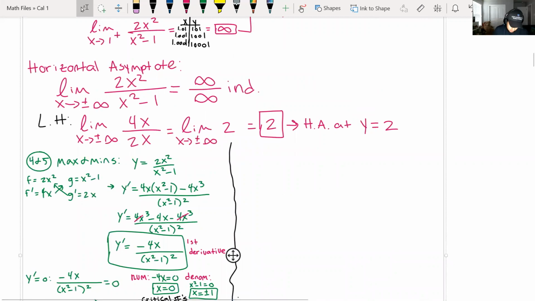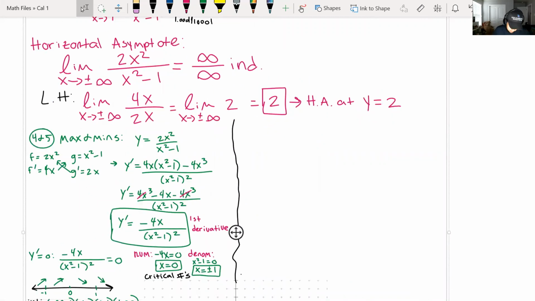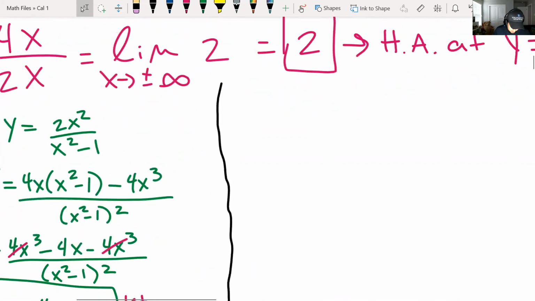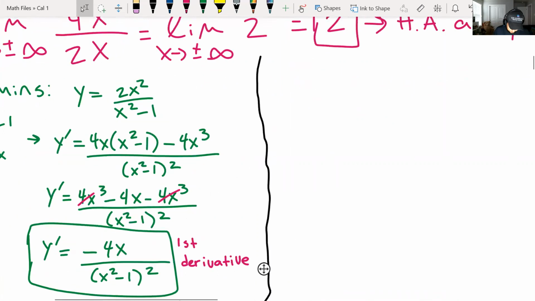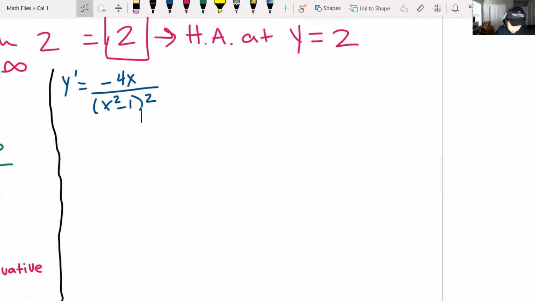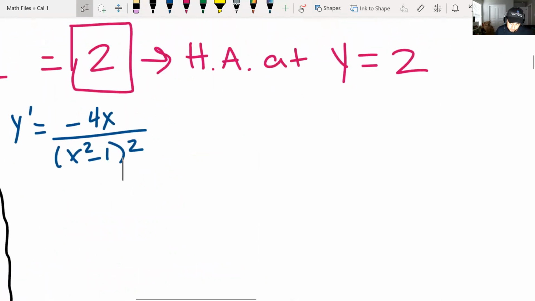So I'll rewrite the first derivative here. Where is it? Right there. Let's see. All right. So first derivative is y prime equals -4x over x squared minus 1 squared. Okay. So now I know the room I have to work with. This will be quotient rule again to get to the second derivative.